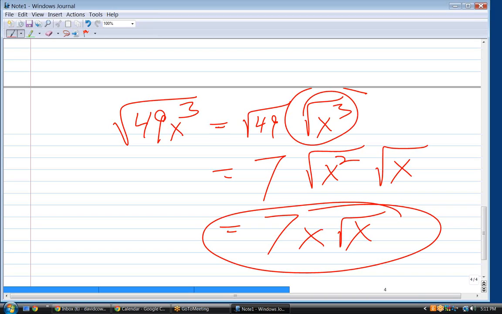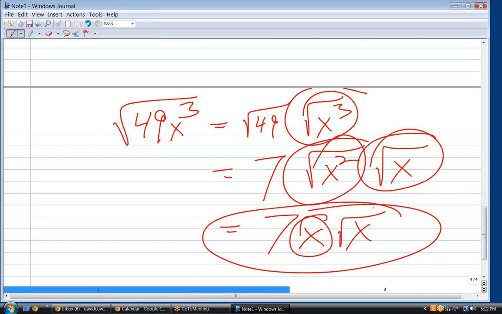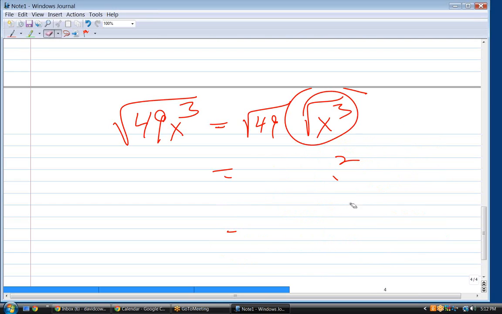Okay. So it's the same process, even though there's a variable in it. Still breaking it down into where you can take out, I was able to pull out a full x because the square root of x squared is x. I wasn't able to do anything more with that. That has to stay square root of x. Okay? All right. What else you got?